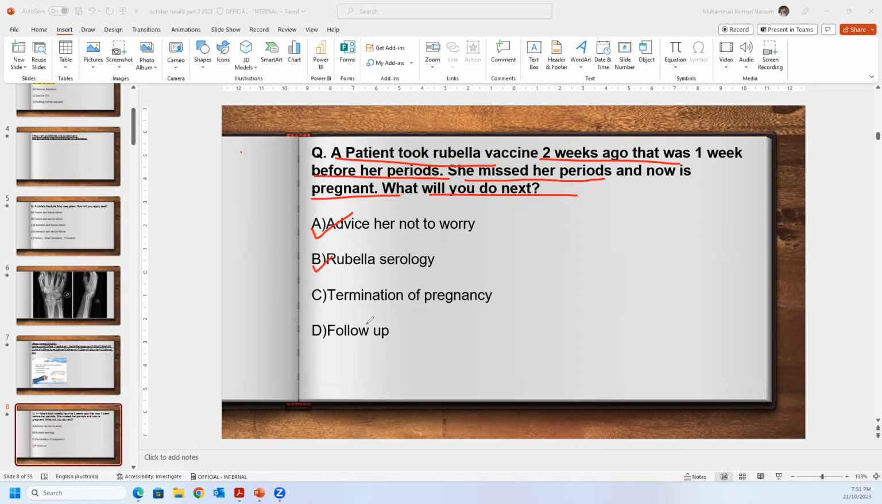Advise her not to worry. Do a rubella serology, termination of the pregnancy, or follow-up. So now, what will be your best advice to this patient?